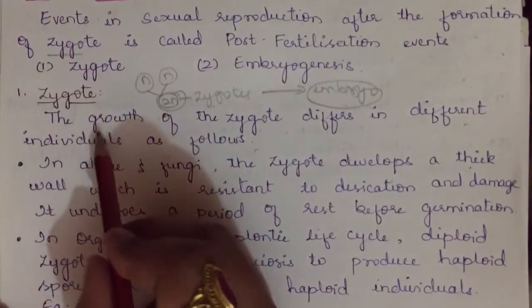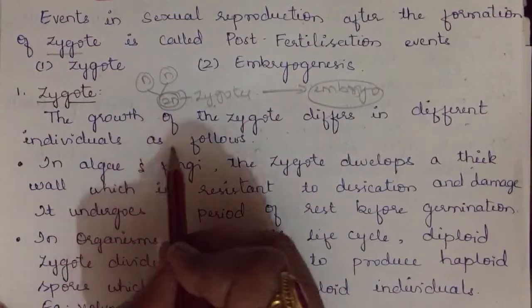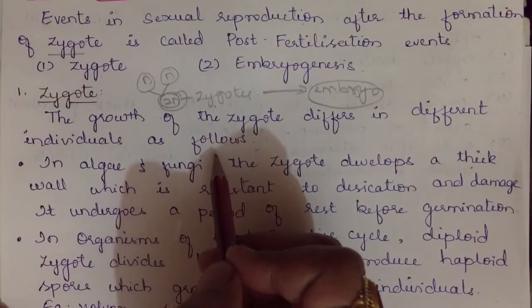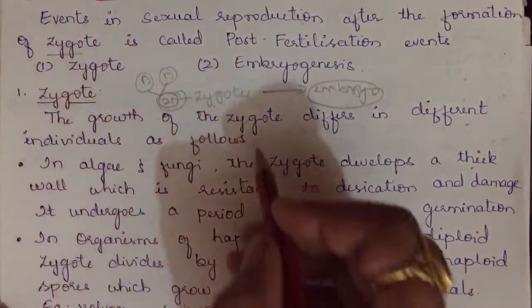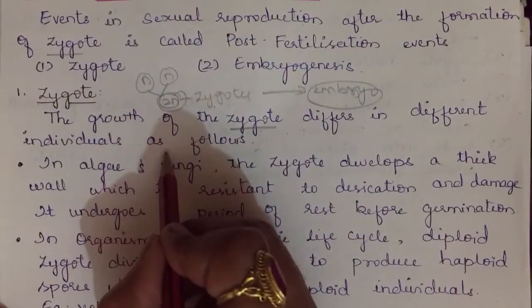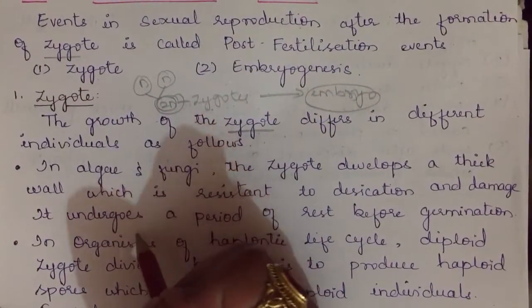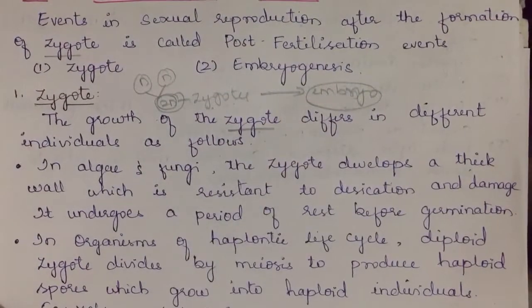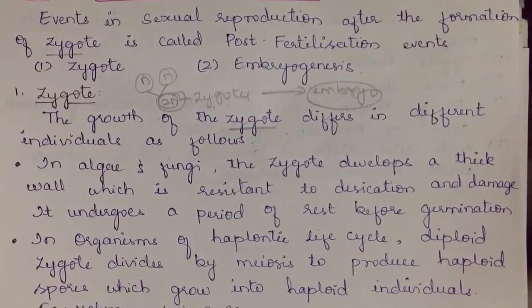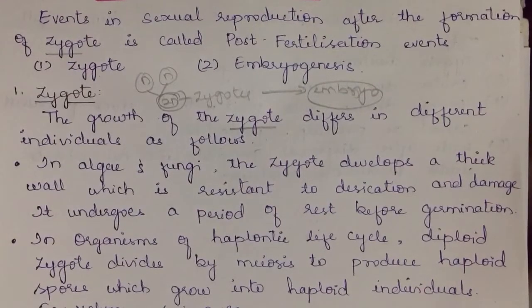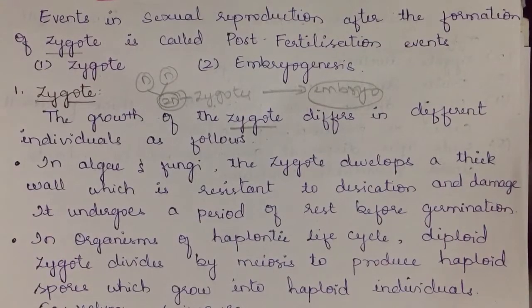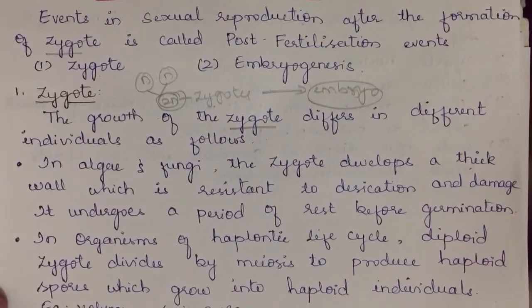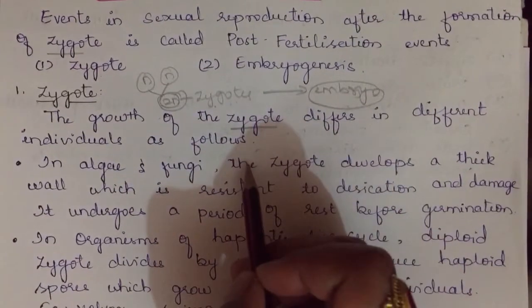First, about the zygote: the growth of the zygote differs in different organisms. How does it differ? We have some examples here. As I'll be telling you, you have to pause the video and copy the notes. It will act as notes for you. If there are some questions, pause the video and try to answer them, think about them, then you can get the answer from the further video. Anyhow, the zygote differs in different organisms as follows.